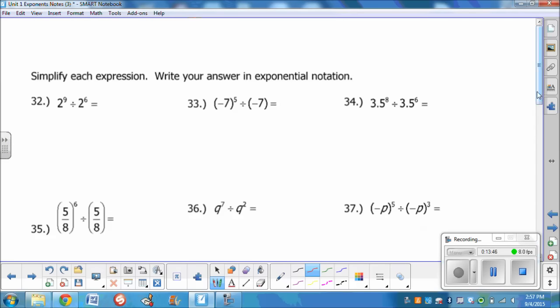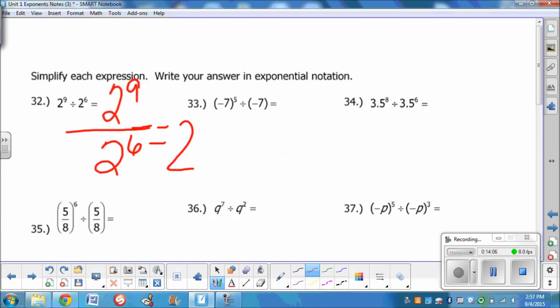So again, some more practice problems and some division. So 2 to the 9th divided by 2 to the 6th. I might rewrite that as a fraction. 2 to the 9th divided by 2 to the 6th. Like bases, subtract exponents. 9 minus 6, 3. Negative 7 is our base. And let's find out what exponent that would be when I divide. Remember, there's that 1 there, so 5 minus 1 is 4.